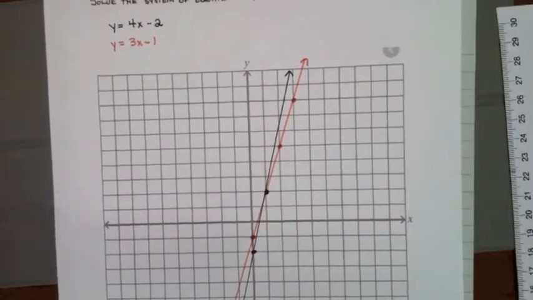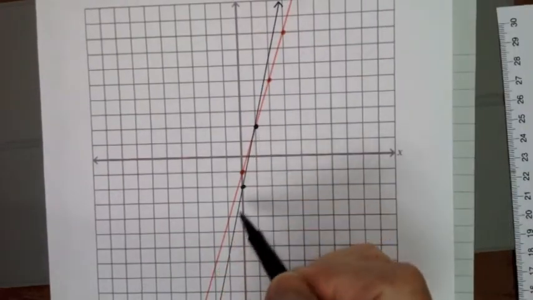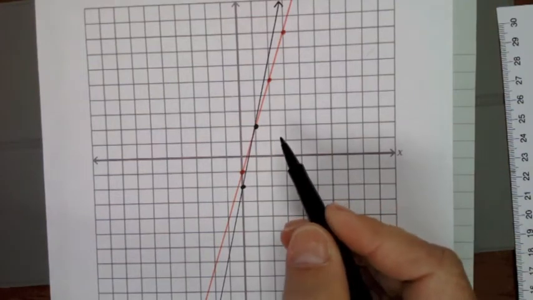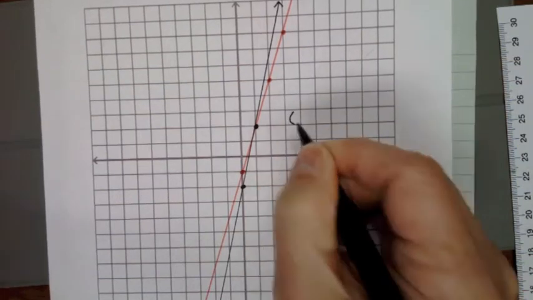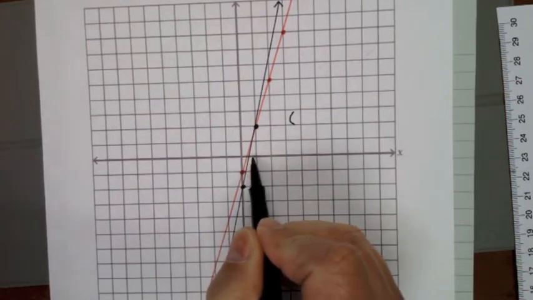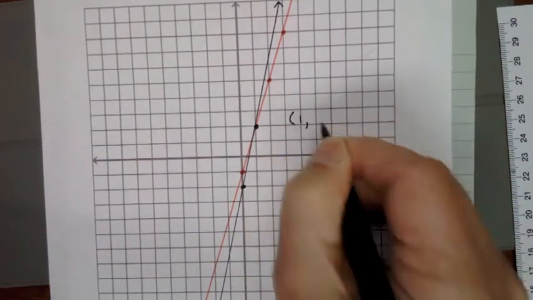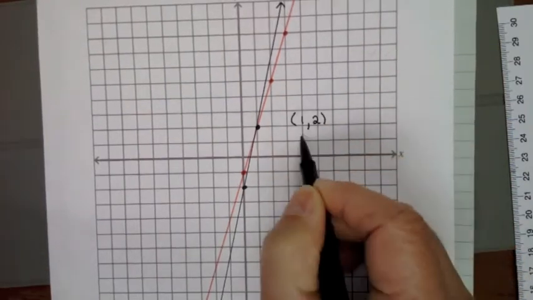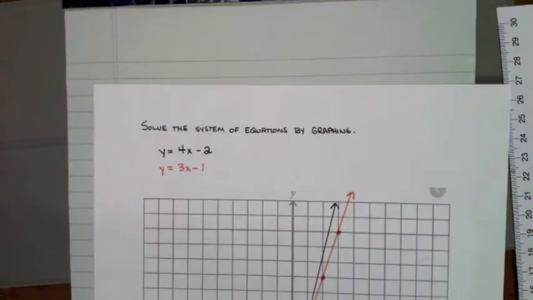When they are asking for the solution, they want to know the coordinates of this point that they have in common, where they intersect. So that's what we need to write down. We need to write down the coordinates for this. Remember, coordinates have parentheses. My x is the first number. I go over 1. Make sure I put a comma. I go up 2. This right here is the solution for this system of equations.